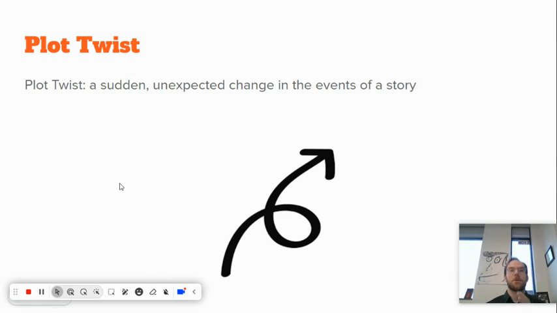Plot twist is a sudden, unexpected change in the events of the story. So things are happening, and whoa, plot twist, something unexpected happens. Think like at the end of Sixth Sense when Bruce Willis's character was dead the whole time.